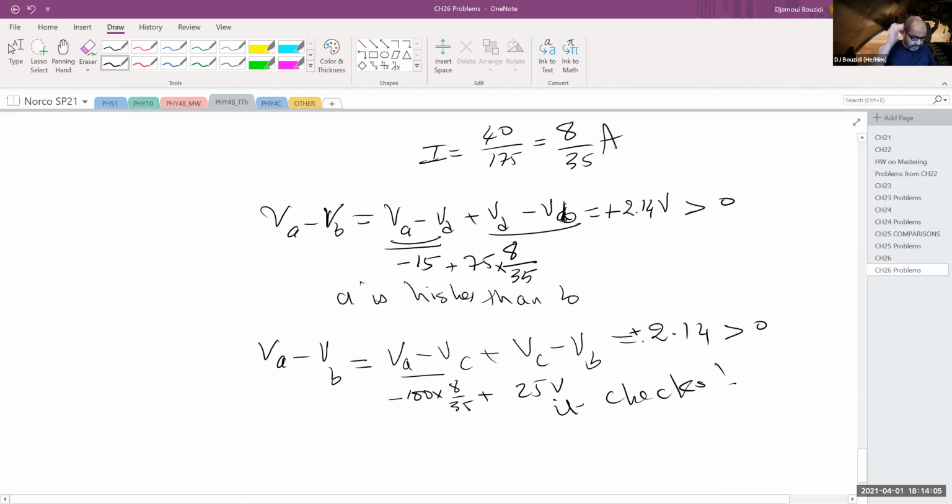Does this question make sense to you guys? Good? Yeah, I think the only tricky part, if that were the word, is VA minus VD since it's negative 15. But the other one does make sense, being negative 100 since we're going against the current.